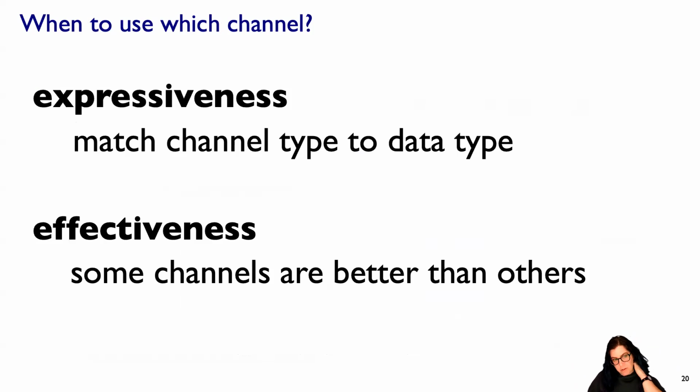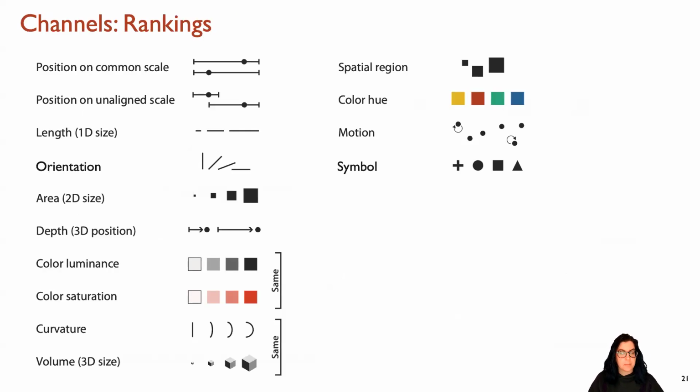Now, there's a big question, when should we use which channel? So a lot of the visualization theory is all about trying to give us some traction for this idea. Two big ideas. One is expressiveness, that we should match the channel type to the data type. And the other is effectiveness, which is that some channels are actually better than others in terms of being able to convey information. So the key idea with channels is that we can actually rank them according to how the human perceptual system responds to them. So there's a few things to notice here.